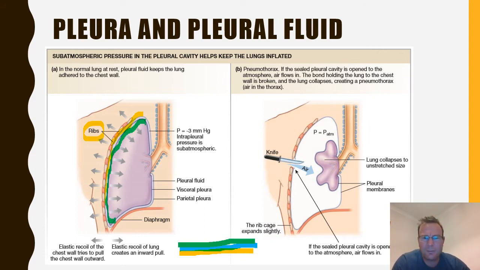So that little pressure relationship between the two pleura, the pleura surrounding the lungs and the pleura surrounding the chest cavity, is really critical for keeping those lungs open. On the right hand side we've got a knife that pierces the lung, and it allows atmospheric air into that space, and it causes the lung to collapse and recoil.